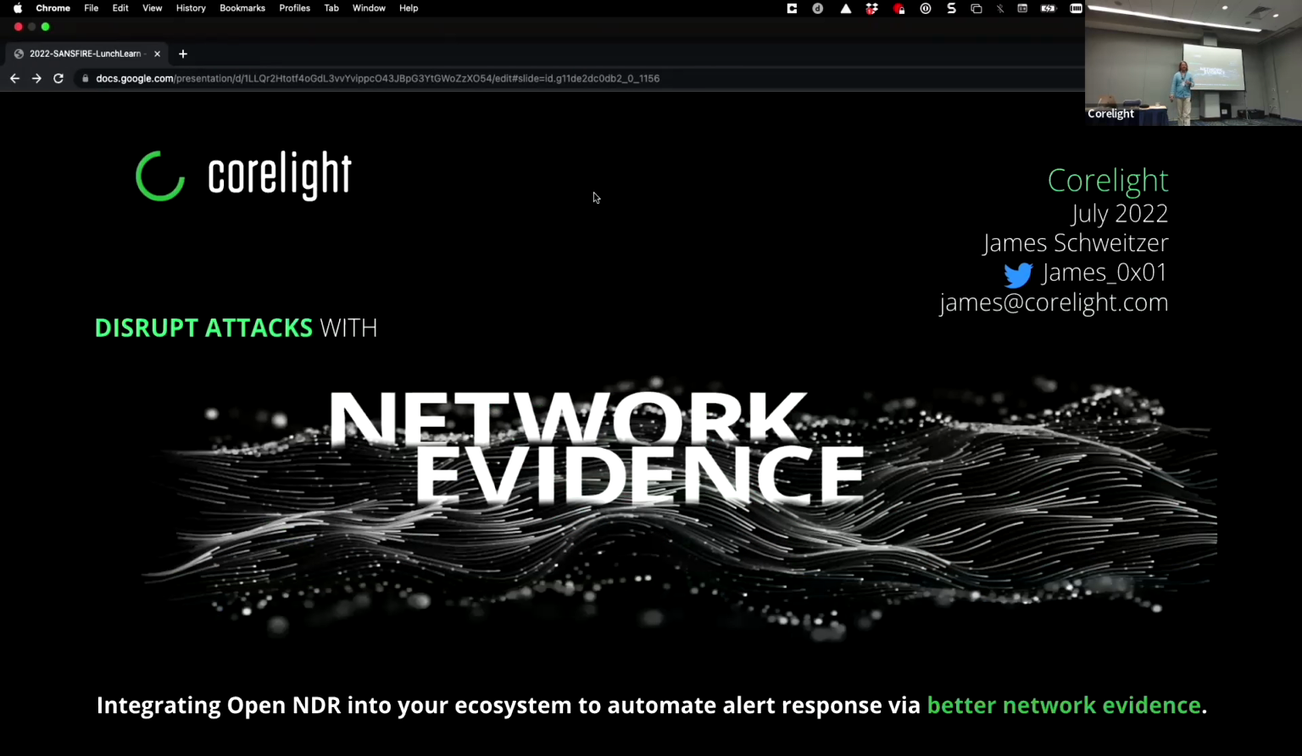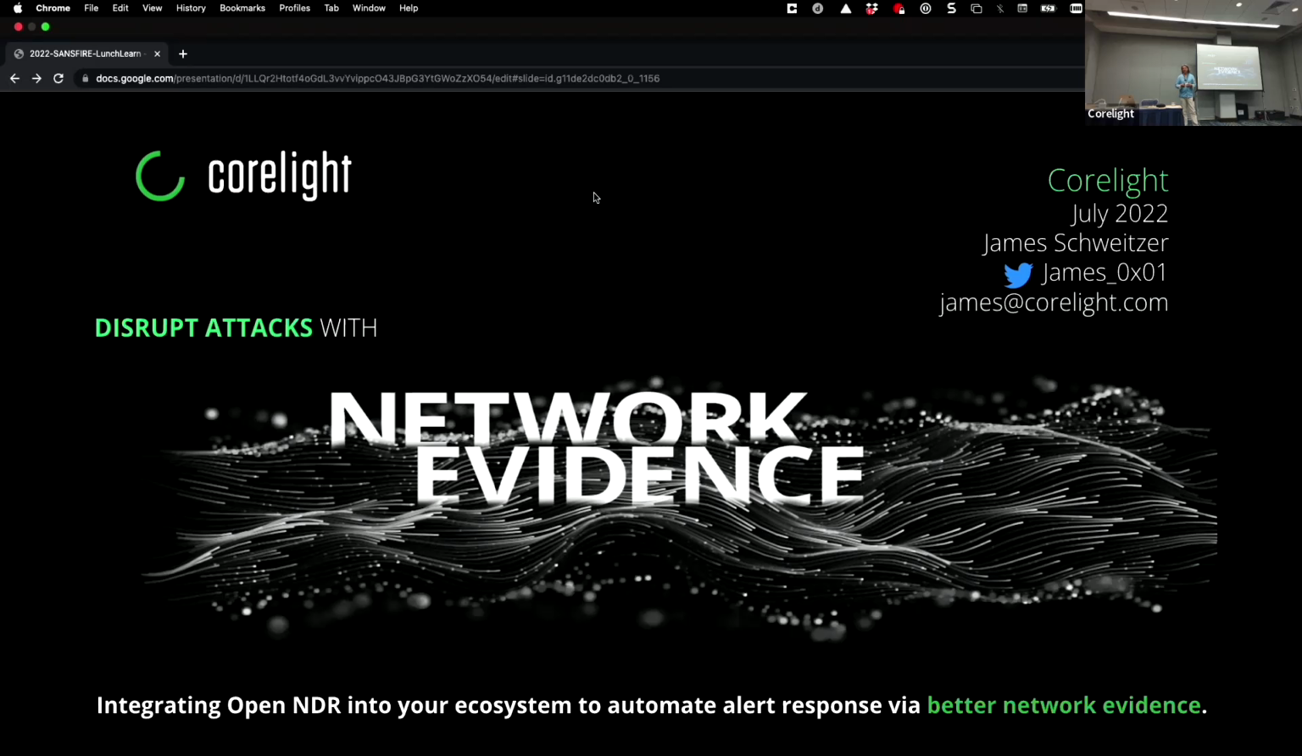What we're going to talk about today is integrating Corelight's open NDR into your existing ecosystem so you can automate alert response, by doing that with better network evidence. First, as everyone is well aware, attacks evolve. The adversaries are going to get in, but how do you respond to that? What we're going to present today is responding with a data first strategy, doing that with network evidence.